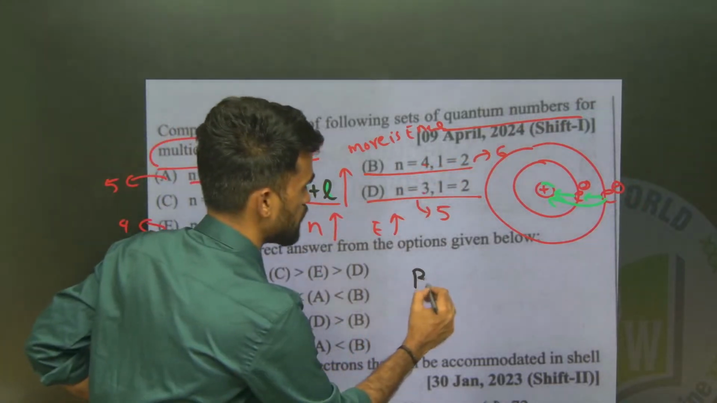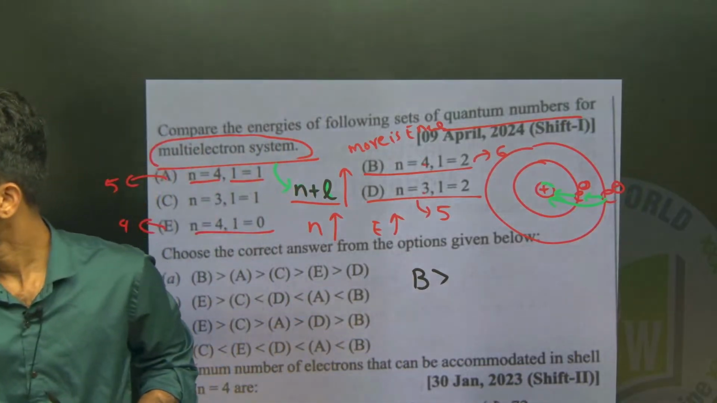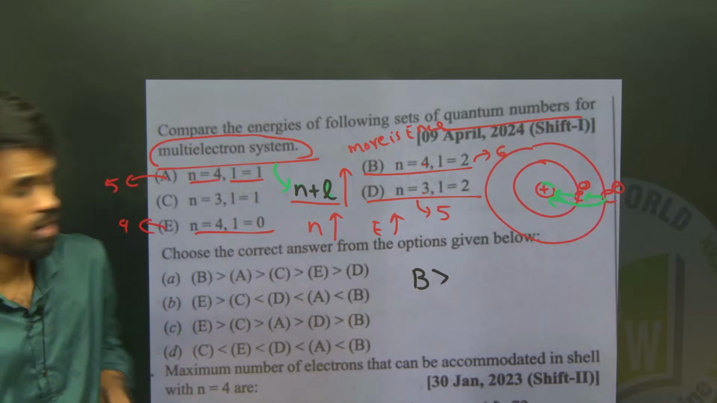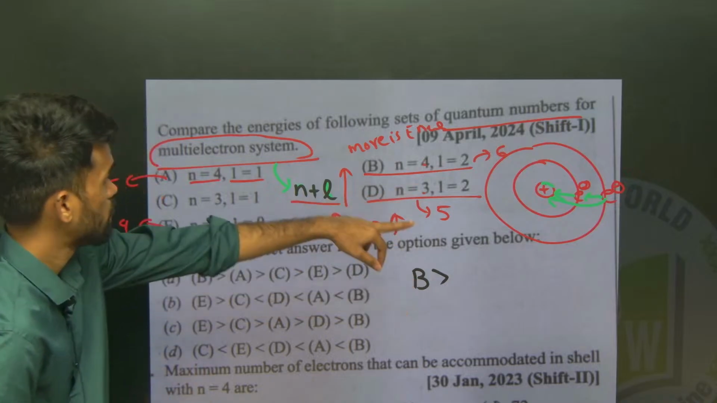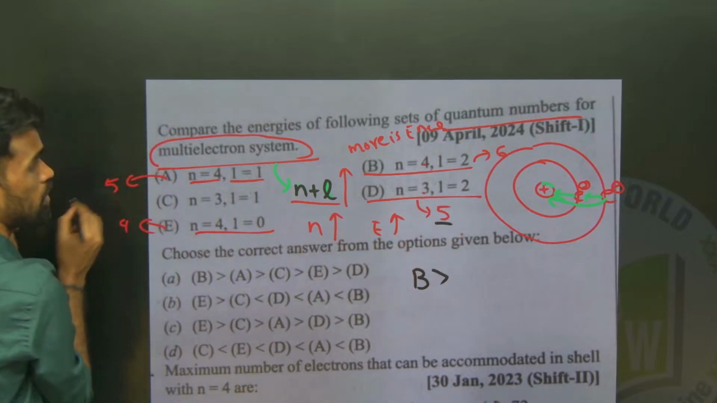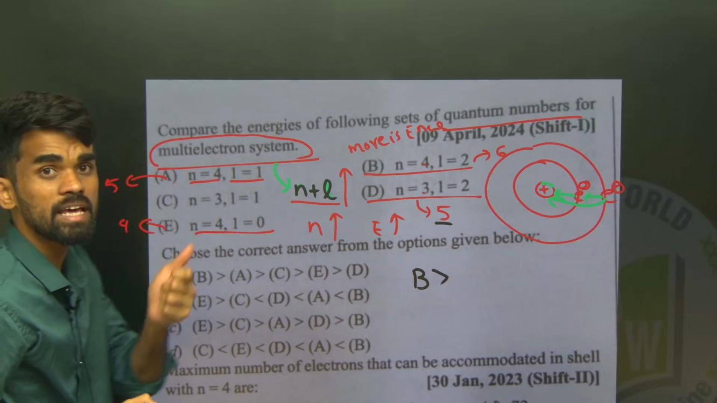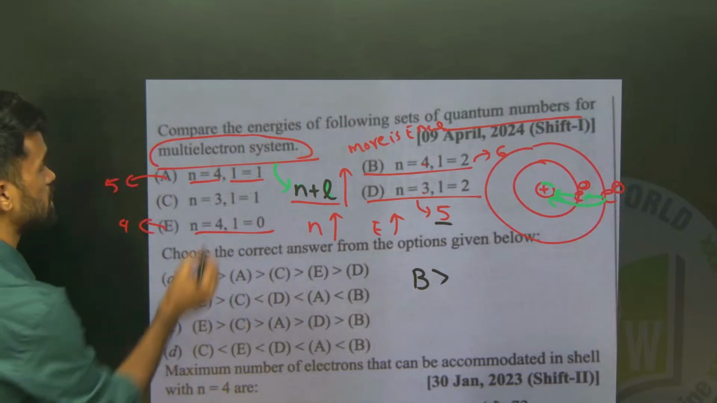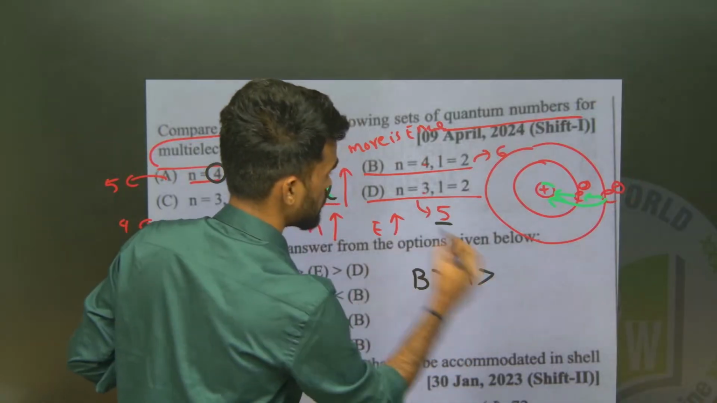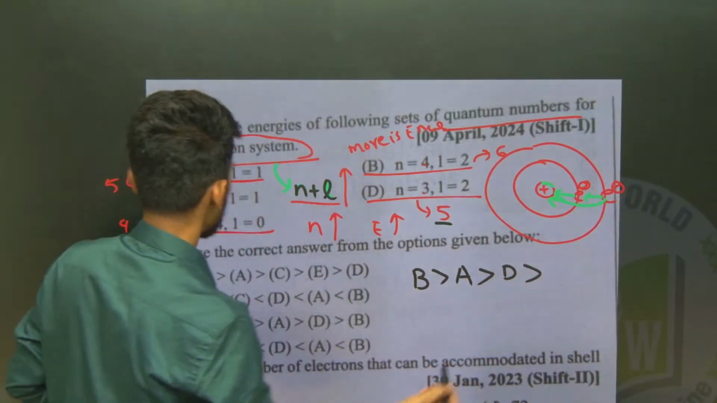So take it as B first. After this, what do we have? Here 5, here 5, here 5. So both of them have the same n plus l value. What I told in this case, greater the n value, greater is its energy. Greater n value over here, so A should be here. After that D, and least is E.